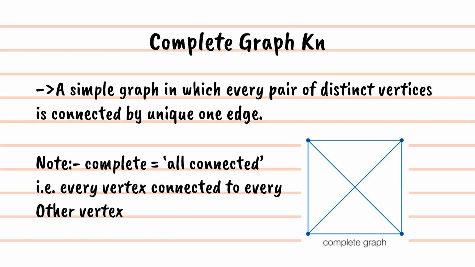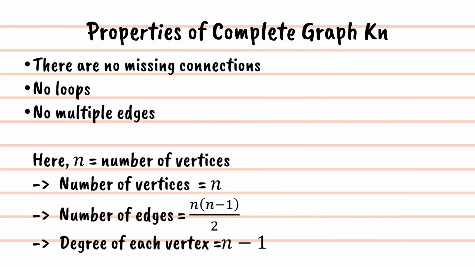A complete graph, or Kn, is a simple graph where every pair of distinct vertices is connected by a unique edge. This means every vertex is connected to every other vertex. Properties of a complete graph include no missing connections, no loops, and no multiple edges. For n vertices, the number of edges is n times (n minus 1) divided by 2, and the degree of each vertex is n minus 1.